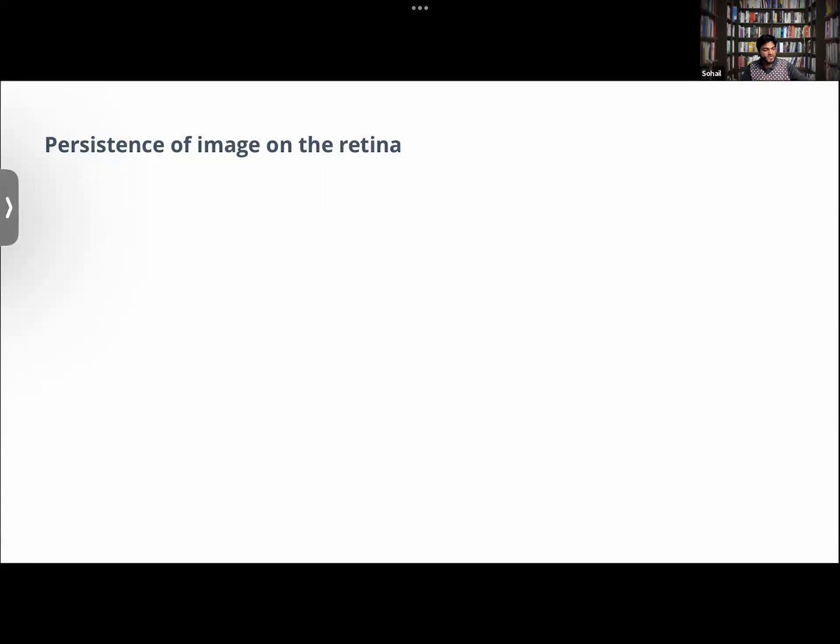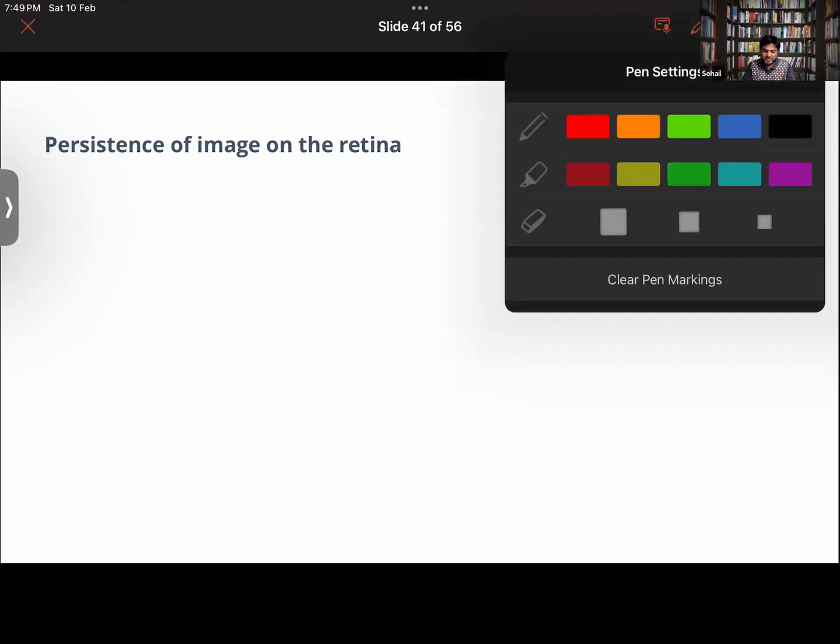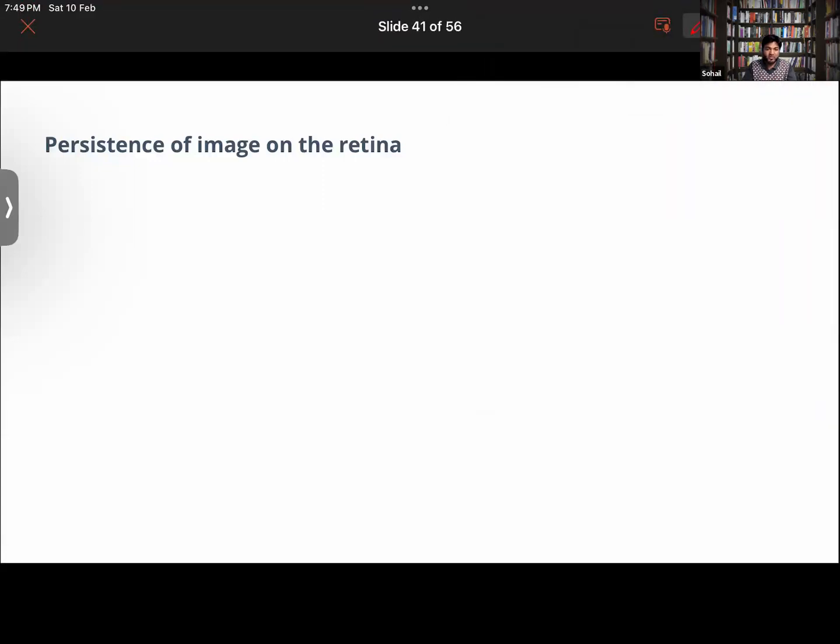The image will still persist in your retina for 1/16th of a second. So that is called persistence of vision. And why is this happening? Because the light sensitive cells in the retina have been stimulated, and in order for the light sensitive cells, that is the rod and cone cells, to come back to their original state, it will require some time.